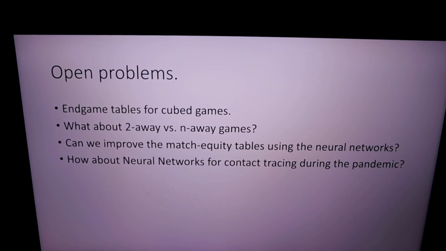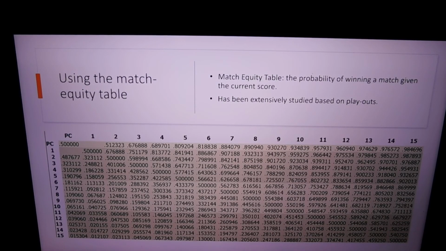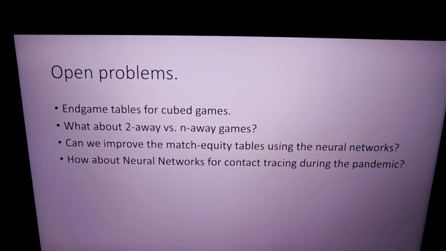Now, some open problems that I'm kind of disappointed to not have time to get to. What about the endgame tables if we have cubed games? Part of the problem with the endgame table is that if you use the doubling cube, remember, scoring 4 points is not exactly double the value of scoring 2 points, because you got to worry about the match equity table, which means that your endgame table base is going to blow up, right? Because each of these cells is going to become its own table. The table as it is already takes up about 10 gigabytes, right? So that's not feasible with the hardware I have today.